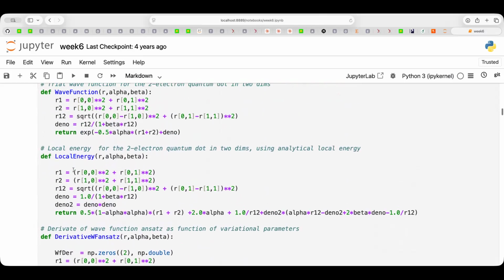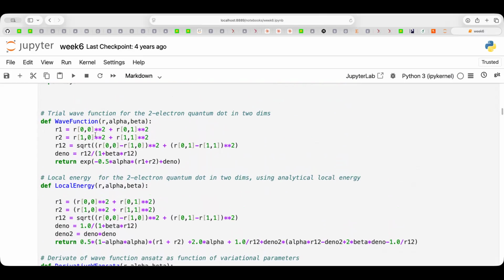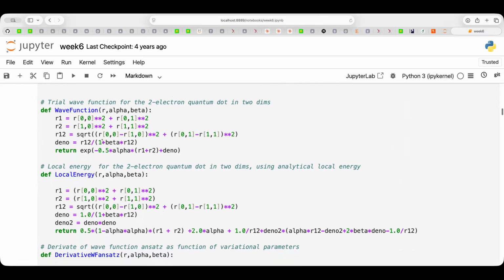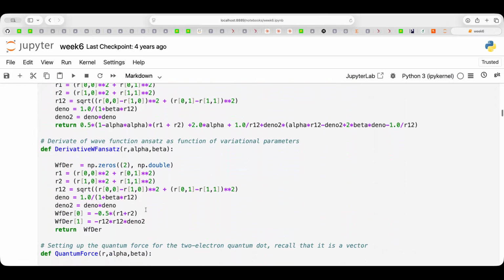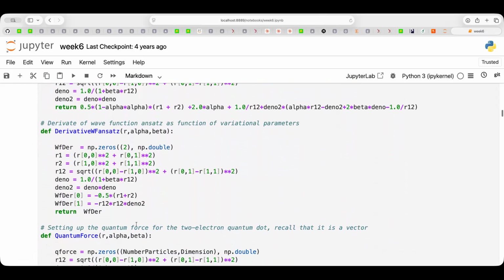So here I'm just taking the analytical expressions, and you see now that there is a parameter here, beta, and there is a parameter alpha. These are the 2 parameters. Instead of alpha 0 and alpha 1, I just call them beta and alpha. And then I need to take the derivative of this trial wave function with respect to beta and with respect to alpha. And in this case, the expressions are pretty simple. So I can just return the derivative here.